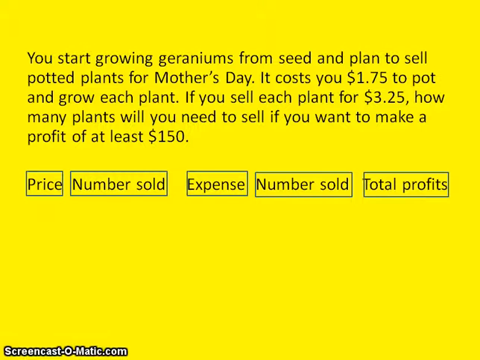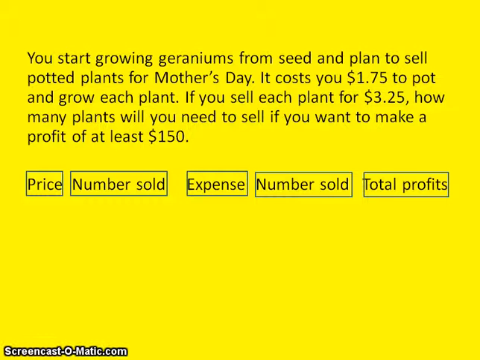So the last problem for today: you start growing geraniums from seed and plan to sell these potted plants for Mother's Day. It costs you $1.75 to pot and grow each plant. If you sell each plant for $3.25, how many plants will you need to sell if you want to make a profit of at least $150?